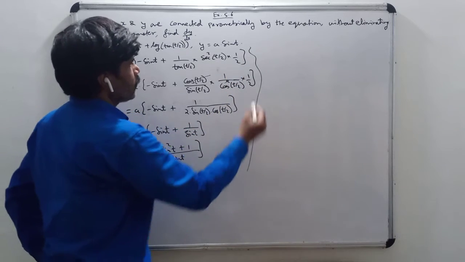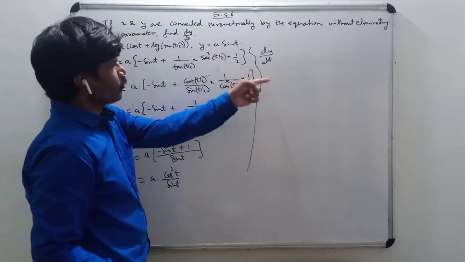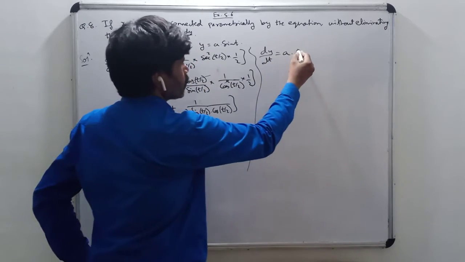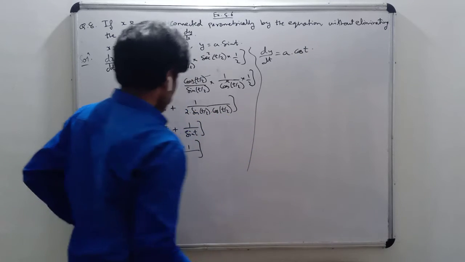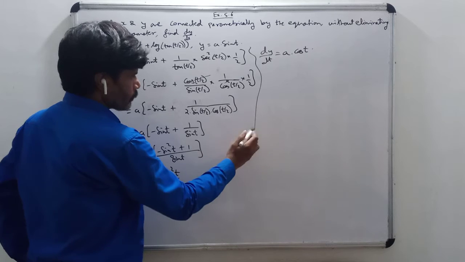Now I will find dy by dt. It means the derivative of y with respect to t, dy by dt. That is equal to a constant. What is the derivative of sin t? Cos t. Now we want to find dy by dx, so here I am writing.